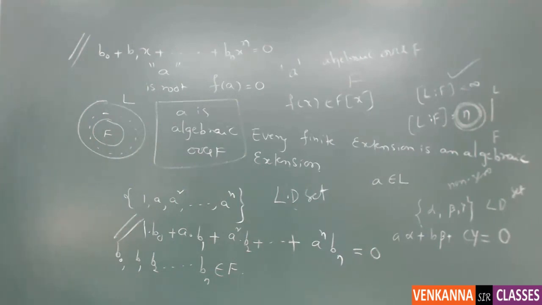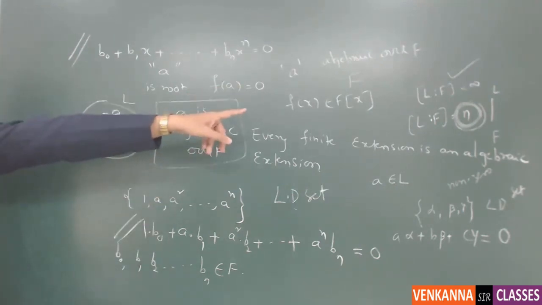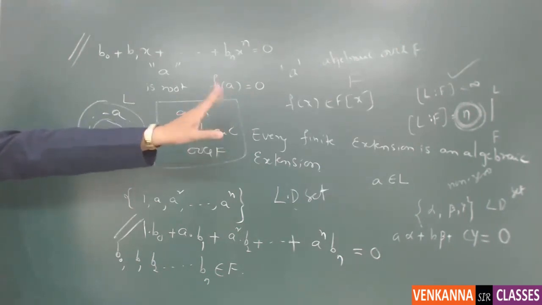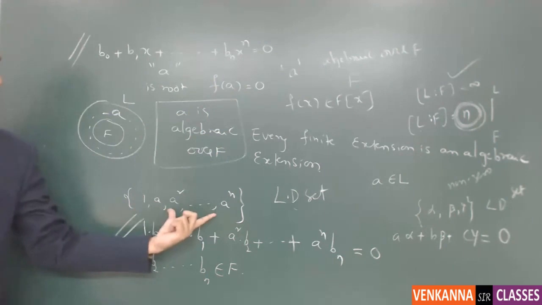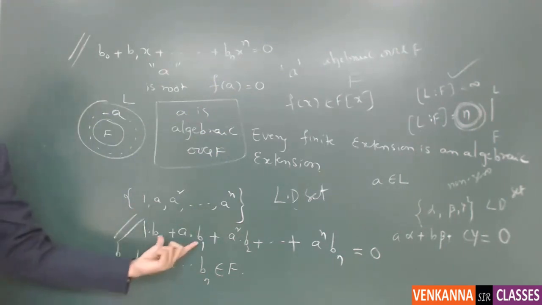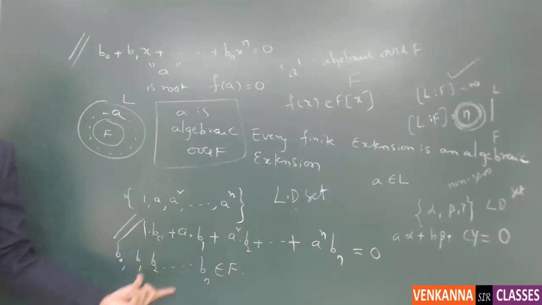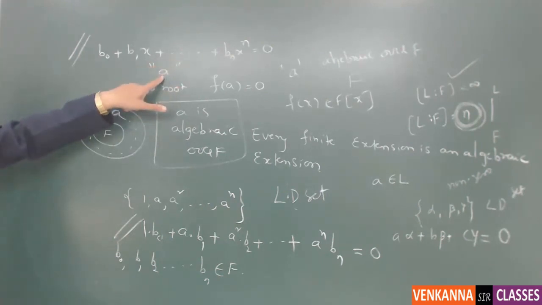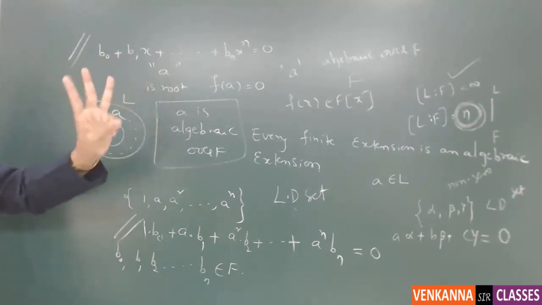The proof is simply 3 lines. Initially, I have taken an element A belongs to L. Now, I know that if the dimension is n, any set having more than n elements is dependent. So I have taken the set like this. This is the dependent set. Now I have written the dependent set definition. From this, immediately I conclude that this is the polynomial satisfied by A. So these 3 steps I have explained so far.